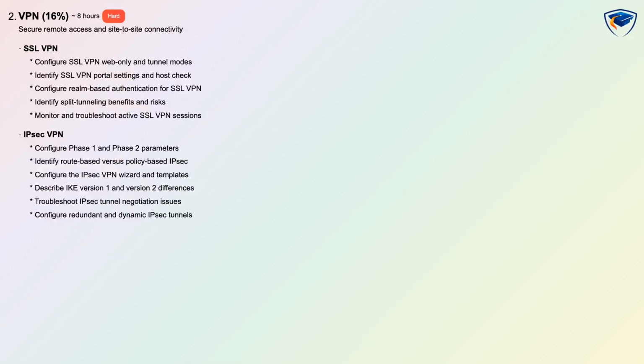The IPsec topics cover Phase 1 and Phase 2 parameters, route-based and policy-based designs, the IPsec wizard and templates, IKEv1 versus IKEv2 differences, tunnel negotiation troubleshooting, and redundant or dynamic tunnel configurations. Hands-on practice on tunnel setup and real troubleshooting scenarios is essential for certification success.